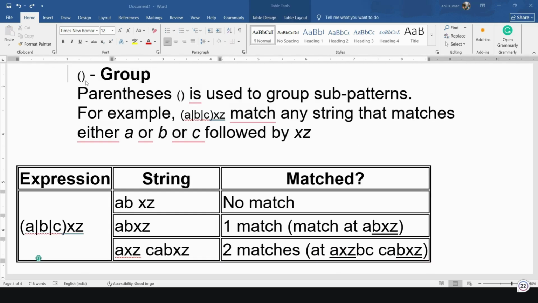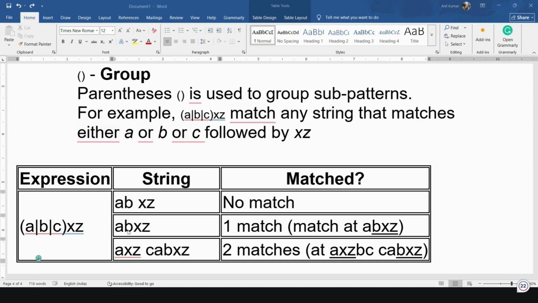Now the normal parenthesis, which is required for grouping subpatterns. So here we can see we have taken (a|b|c)xz. We know a or b or c means either of them can be considered, followed by xz. Now either of a or b or c, but immediately after that xz has to be there. Now you can see here we have b, but after b there is a space. Any one among a, b, c I can take, but followed by xz, but there is a space here, so this is not matching.